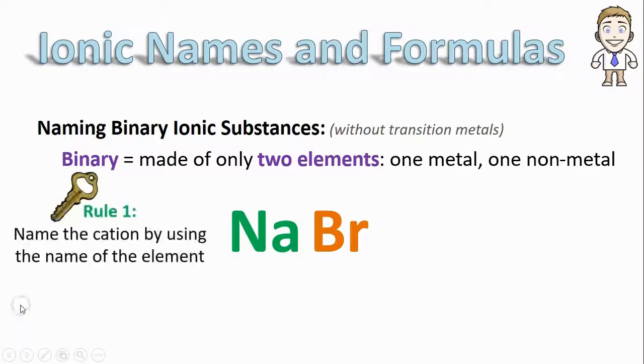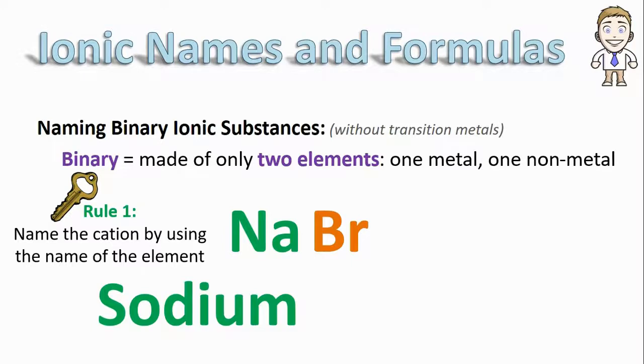So the first rule for naming an ionic substance is to just name the cation. Remember, the cation will be the metal and it will always be written first. You just name it by using the name of the element. So Na is sodium, so just write the word sodium, and that's going to be the first part of this substance's name.